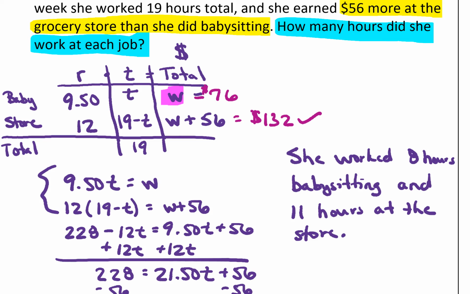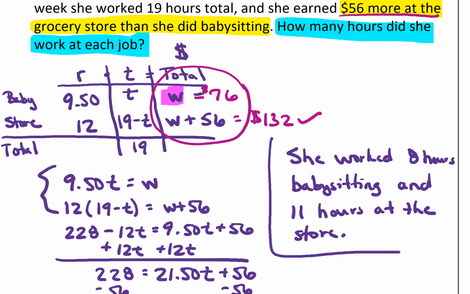I have set it up correctly, because a lot of times students mess up right here in the totals, especially when it says she made $56 more. Sometimes we get kind of crazy with our signs. We do some weird things. So always check to make sure, is it really more? And yes, it is. So this is a logical answer. 8 plus 11 is 19, it equals the total. It makes sense that she would work more at the store than babysitting. And we're done.